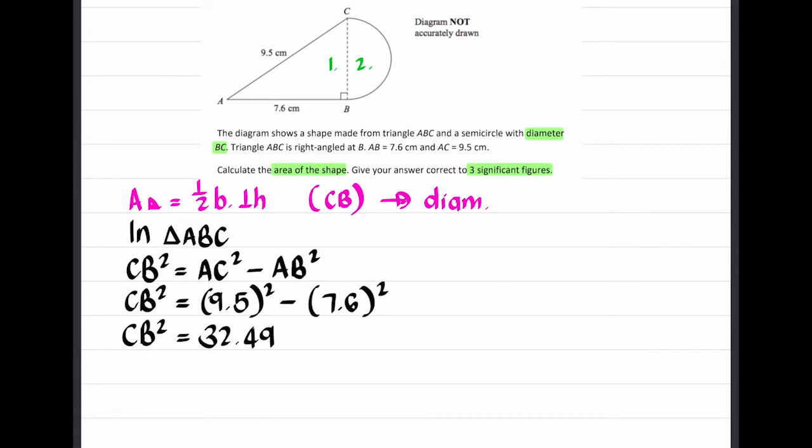But I don't want BC squared, I want BC by itself, which means that I'm going to square root both sides so that I can isolate the CB. So the square root of CB squared is therefore equal to CB. And the square root of 32.49 is 5.7. Now I have BC's length being 5.7, so I can put that on my diagram. Alright, so I can now work out the area of my triangle as well as the area of my semicircle.